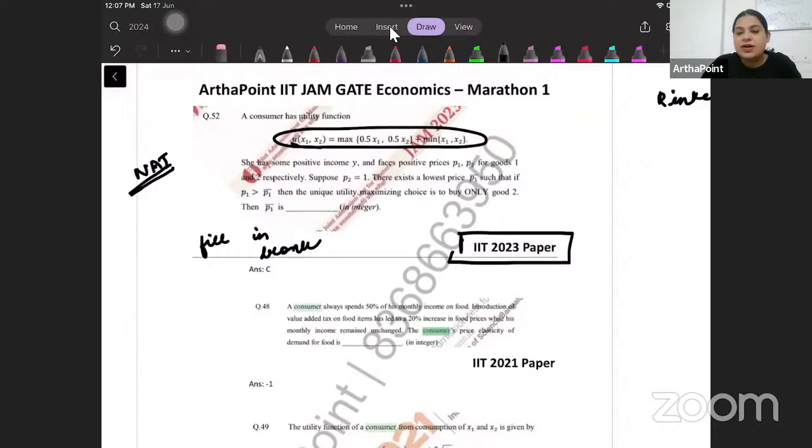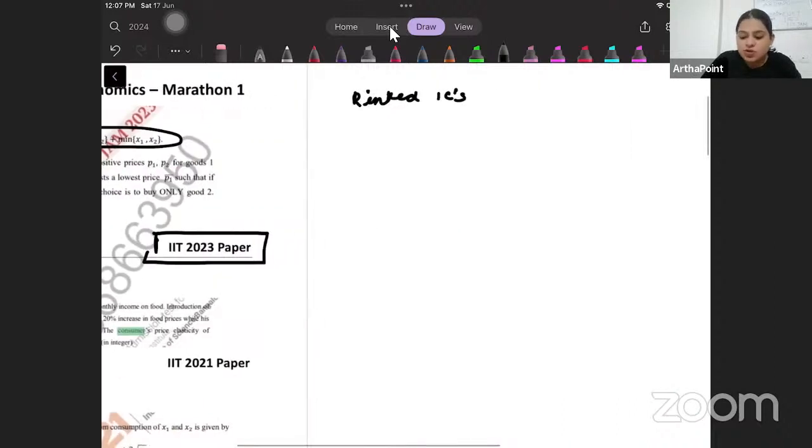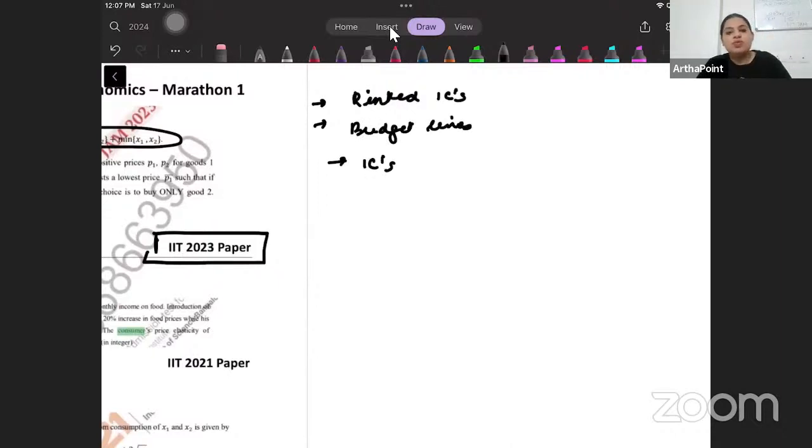Clearly, kinked demand curve is very important because you get a 2 marker question from it. So that's the first that we will discuss. Then the second topic that you should be very aware of is clearly budget lines. It is ICs. So, we will be going ahead and focusing on budget line and IC also.